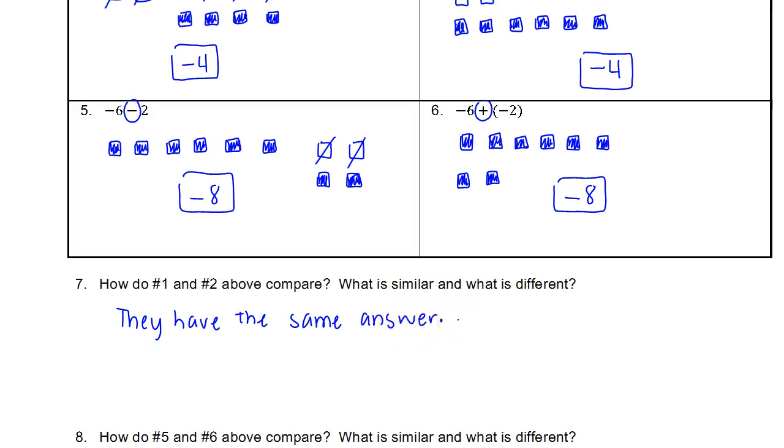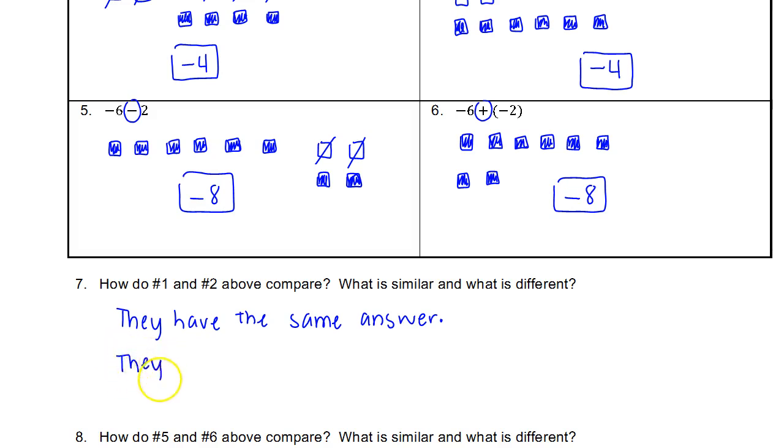For number 1, the difference was 2. For number 2, the sum was also 2. What's different about them is that they have different operations. So for number 1, I'm subtracting. Number 2, I'm adding. And the models look different. So for subtraction, I've removed chips, and for addition, I've added chips on. So I'm going to list those two things for my differences.